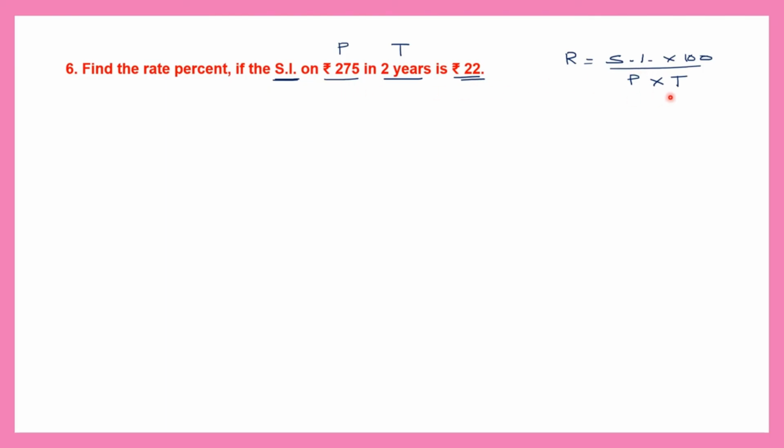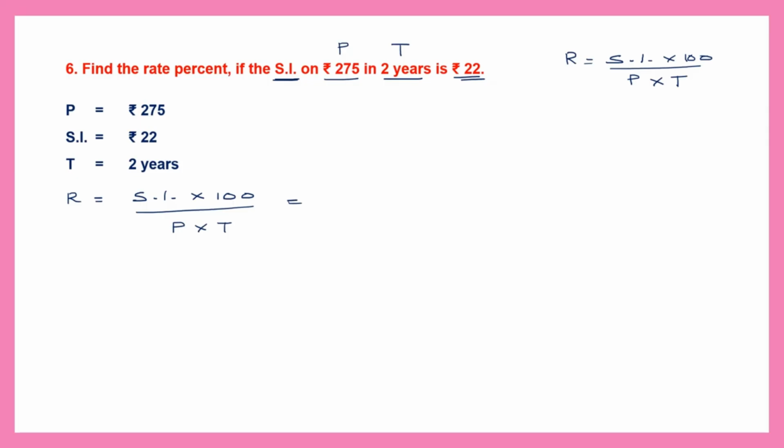Principal is given to us and time is given to us. So first let's write what we've been given. Principal is given, simple interest is given to us, and the time is given to us. Now we have to find the rate. So the formula is, to find the rate, it is simple interest into 100 divided by principal into time.